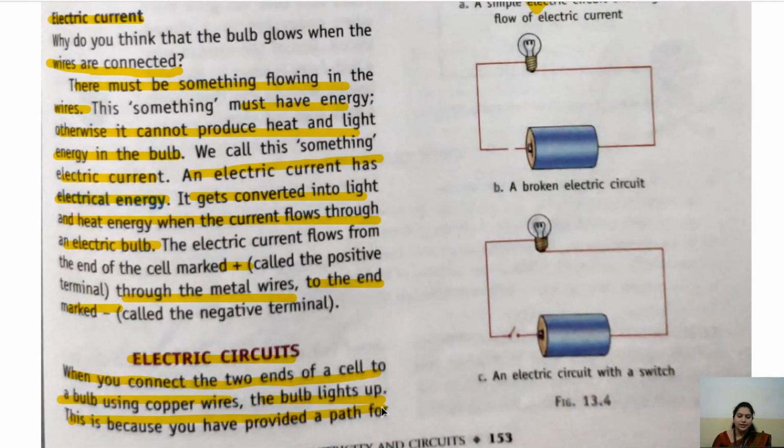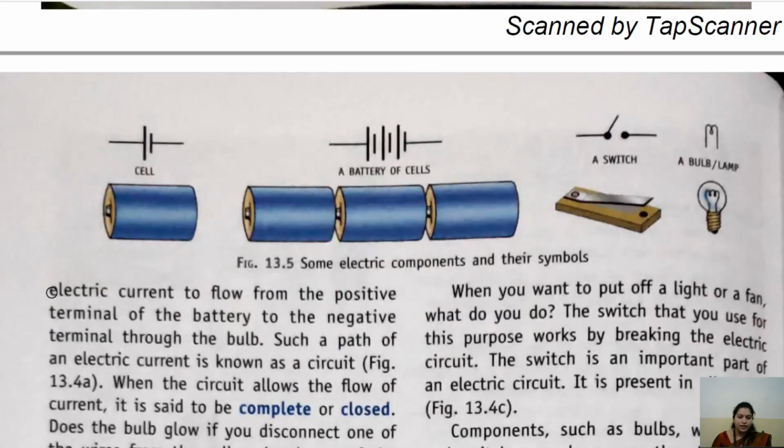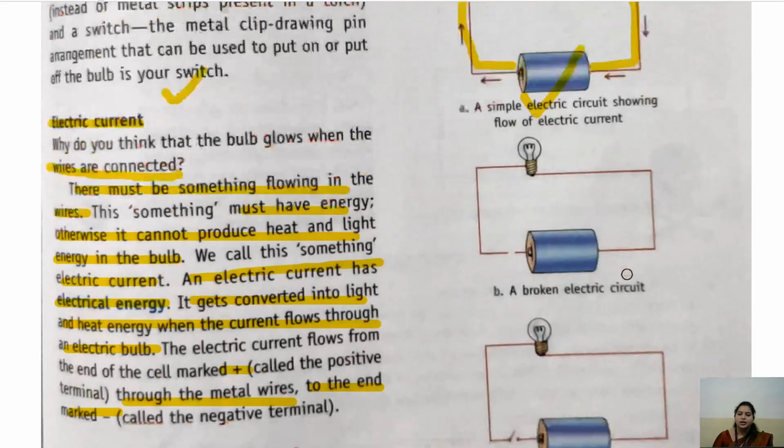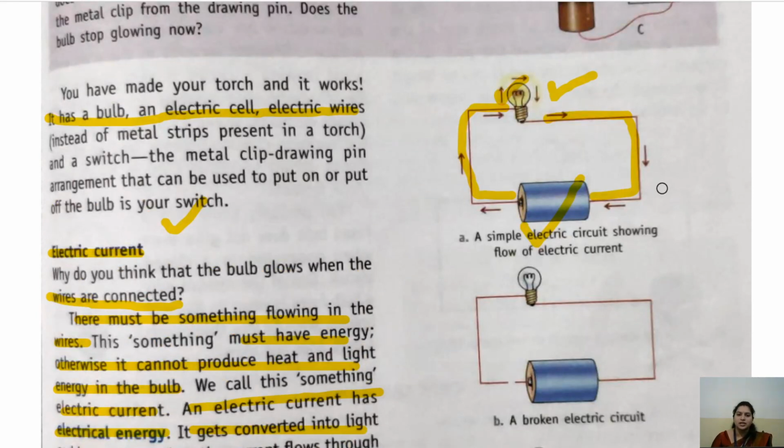because you have provided a path for electric current to flow from positive terminal of the battery to the negative terminal through the bulb. तो इससे क्या हो रहा है? हमने इसको एक path provide किया है. That is why the current is flowing from a positive direction to the negative direction. Okay, positive से negative की तरफ जा रहा है because we have connected it. Okay, सारे connections हैं, इस वजह से current flow कर रहा है.